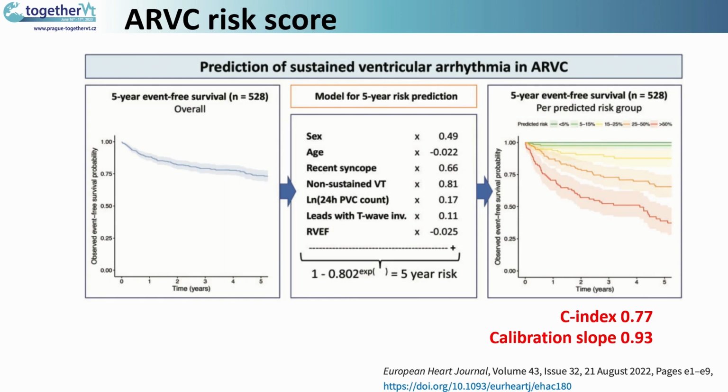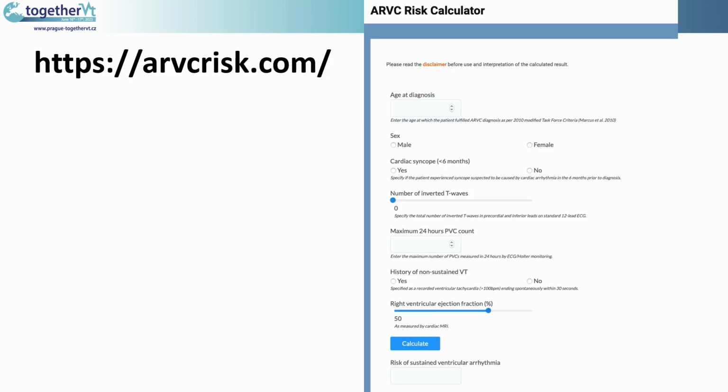And this score, which was based on a population of more than 500 patients, included 7 risk factors: the sex, the age, the presence of a recent syncope, the presence of non-sustained VT, the PVC burden, but also some ECG factors like T-wave inversion and the right ventricular ejection fraction. And you can see that this score is not that bad, with a good discrimination, with a C index of nearly 0.8 and a very good calibration in this cohort. And you can find this score online on this website.